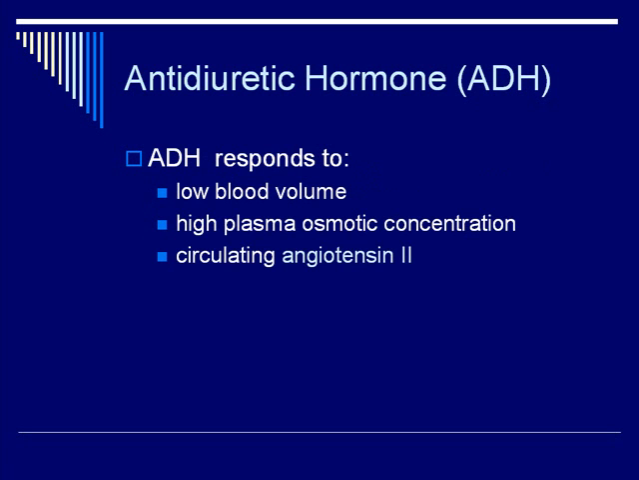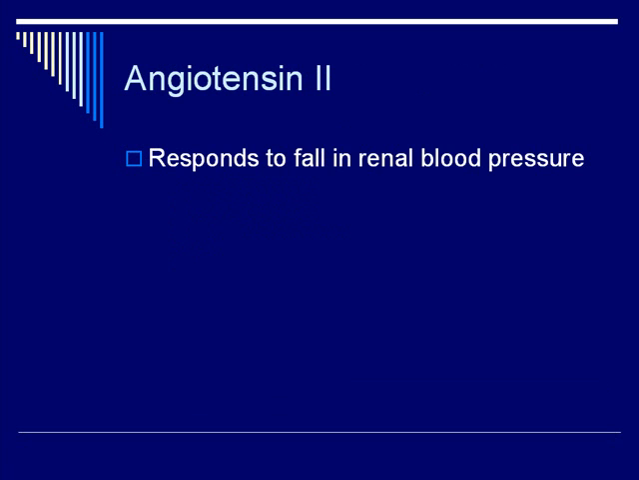Antidiuretic hormone responds to low blood pressure. Low blood pressure, obviously, you want to secrete more antidiuretic hormone, high plasma osmotic concentrations, and circulating angiotensin II. Angiotensin II is a chemical that increases the peripheral vasoconstriction, so it responds to a fall in blood pressure in the kidneys. The kidneys can sense the blood pressure as well. Angiotensin II is an important response to the kidneys' response to low blood pressure.